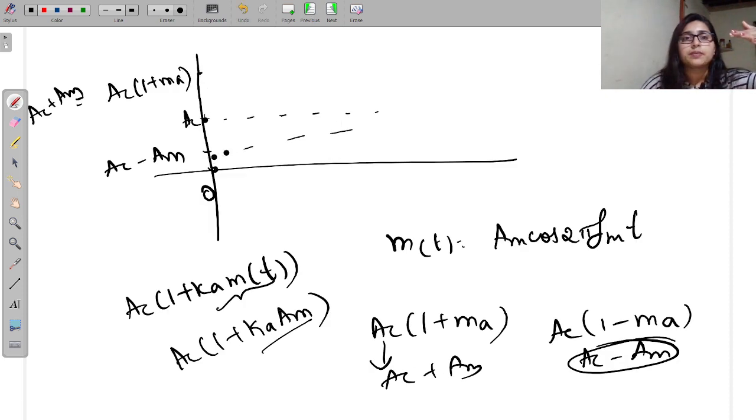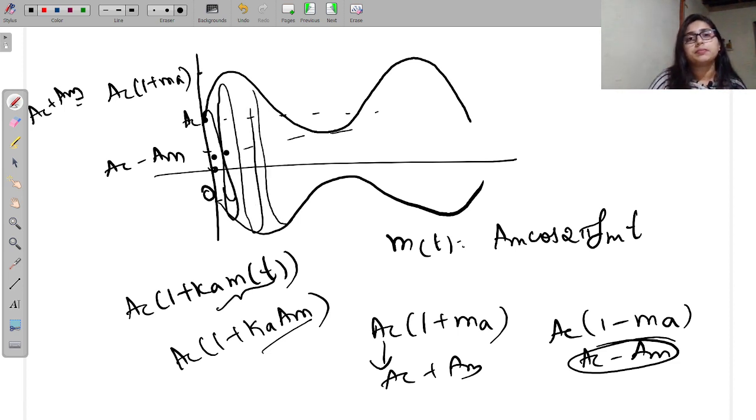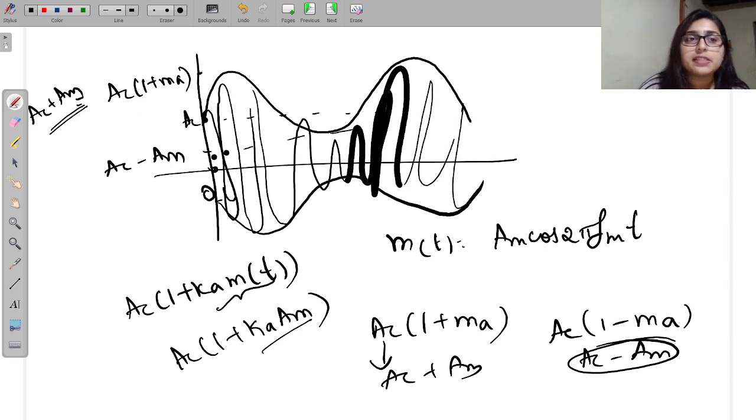This is the case. So here I am going to trace something like this. If I take the mirror image of that, I will be getting something like this. And inside that, we will be having the carrier signal, right? Here I will be having the carrier signal. You can draw it. You can continue it. So this is AC plus AM. This is AC minus AM. This is my A max or E max, whatever you call it as. This is my A minimum.